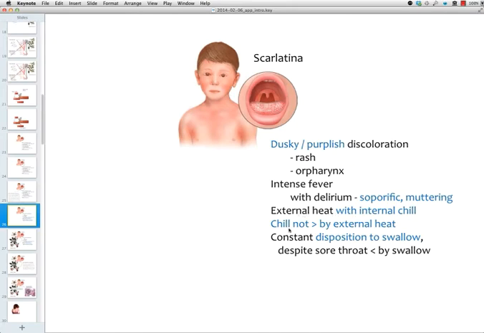Chill is not relieved by external heat, kind of an upside down modality, useful to us. So as many covers as are on the bed, or a hot bath or whatever, the chill's not relieved. And the sore throat is worse by swallowing, which doesn't get anybody excited, because of course it would be. If it weren't, that would be interesting. But that highlights the fact that the patient is constantly trying to swallow, has this constant disposition to swallow.